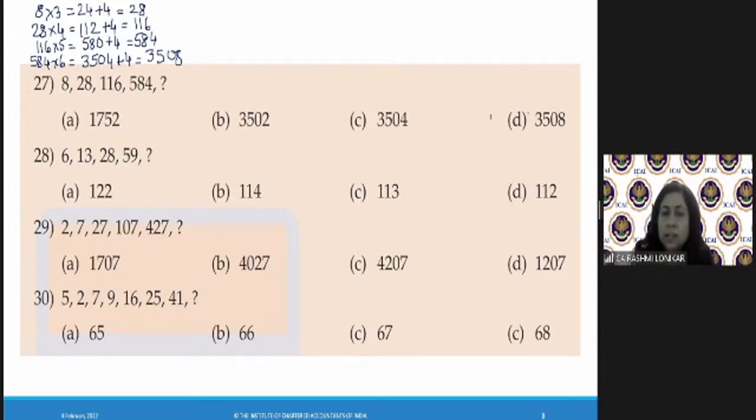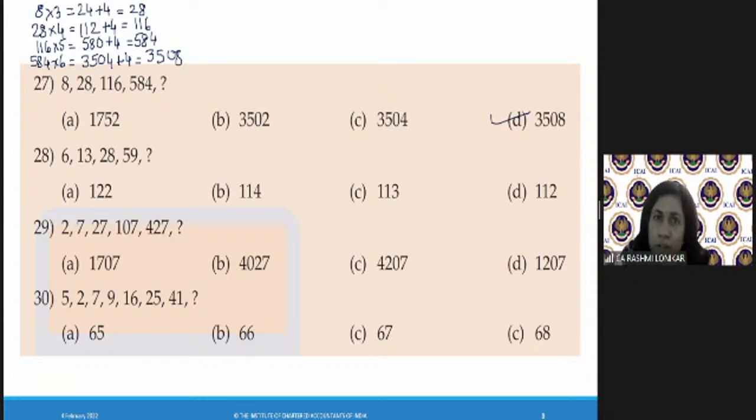Okay. See, I tried this 8 into 3, 24, but then I tried 28 into 3. I was not getting the answer because see, if it is 28 into 3, that is 84. But what is the number I have got? 116. So that means it is increasing still further, right? It is increasing still further. So that is why I tried 28 into 4.